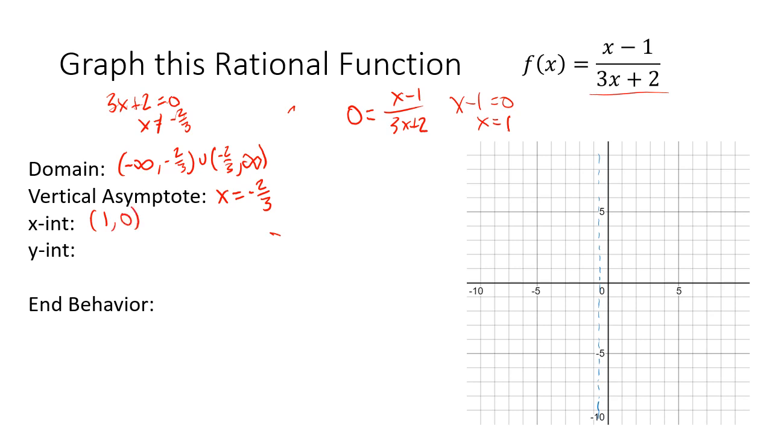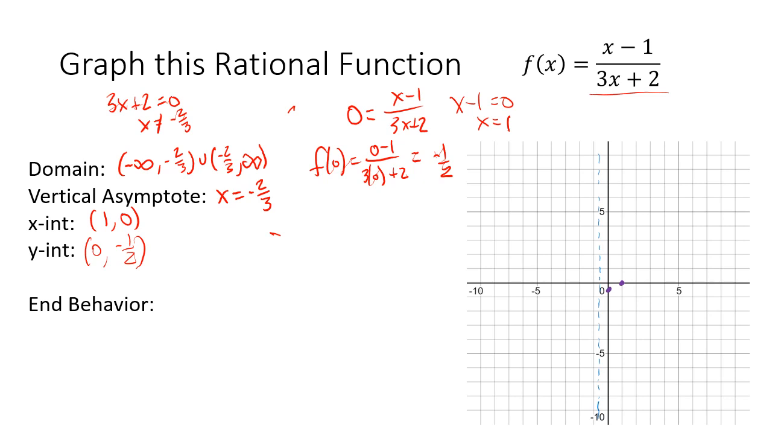Y-intercepts, similarly, you just plug in 0 for x. So f of 0 is equal to 0 minus 1 divided by 3 times 0 plus 2, which is just negative 1/2. So there's a y-intercept at (0, negative 1/2). This crosses the x-axis. So let's plot that information here. We have an x-intercept at (1, 0), right there. We have a y-intercept at (0, negative 1/2), right here.